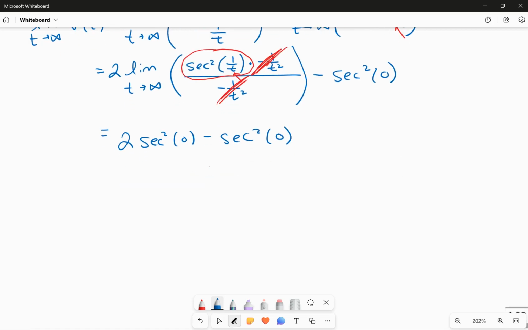And the last thing we do is to evaluate secant of 0. So to evaluate secant, remember that secant is the reciprocal of cosine. So at an angle measure of 0, your cosine value is 1, and then the reciprocal of that is also 1. So secant of 0 is 1, and then 1 squared is just 1. So we end up getting 2 minus 1, or just a value of 1 at the end.